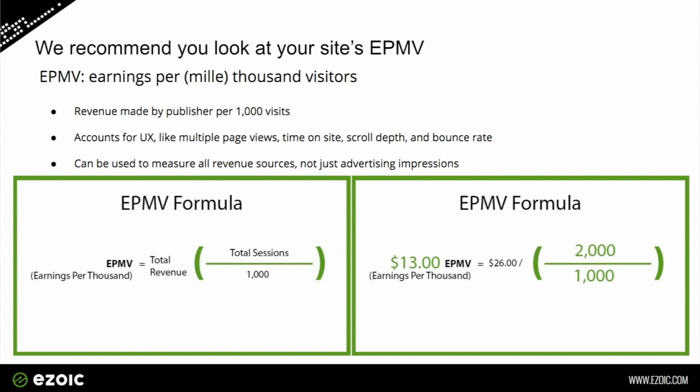So we have an EPMV formula here. You have the total sessions divided by 1,000 and then divided by the total revenue. So for example, we have here 2,000 total sessions divided by 1,000, and then you divide that by $26. Let's say that was your total revenue. That means you have a $13 EPMV.